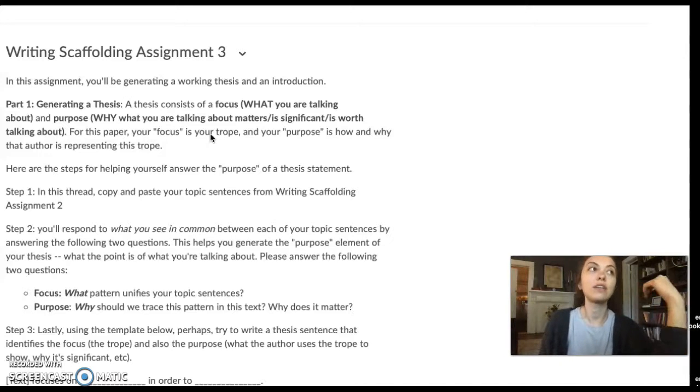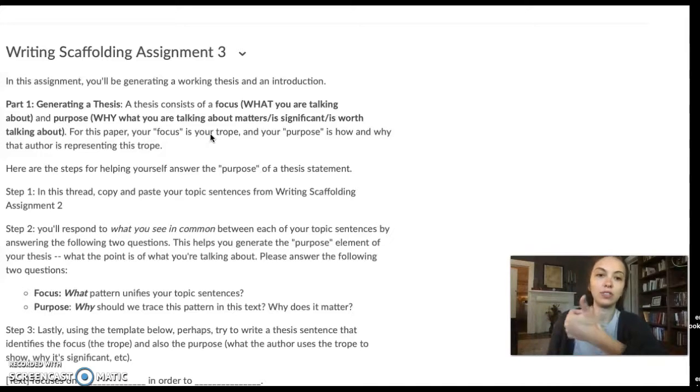Now, that author is probably saying a lot and you only have a certain number of pages, and so whatever you focus on and what you generate as your purpose isn't the only thing that's being said in the text, but it's the thing that you are focusing on. So you're just narrowing down on an angle here, basically.